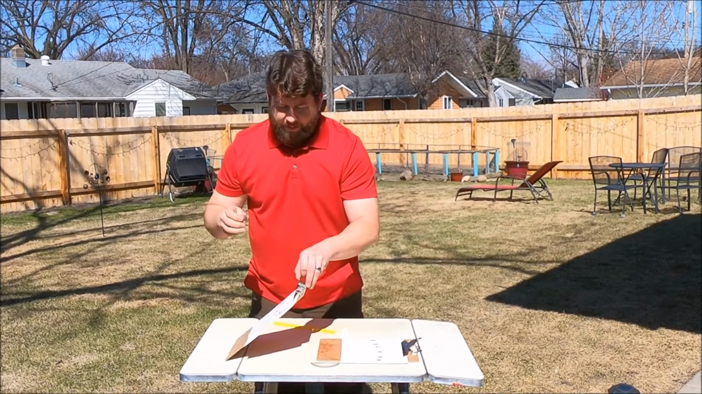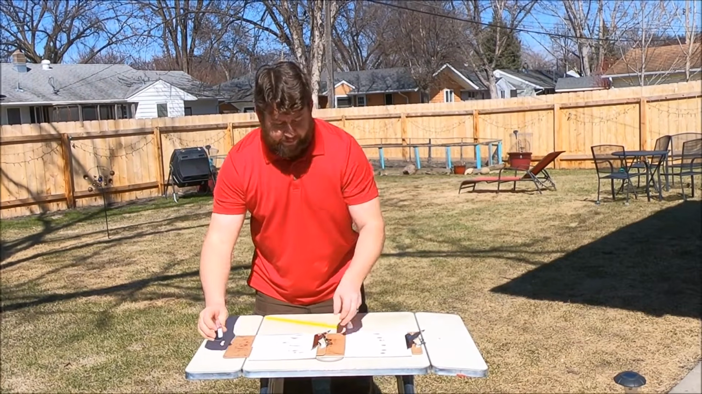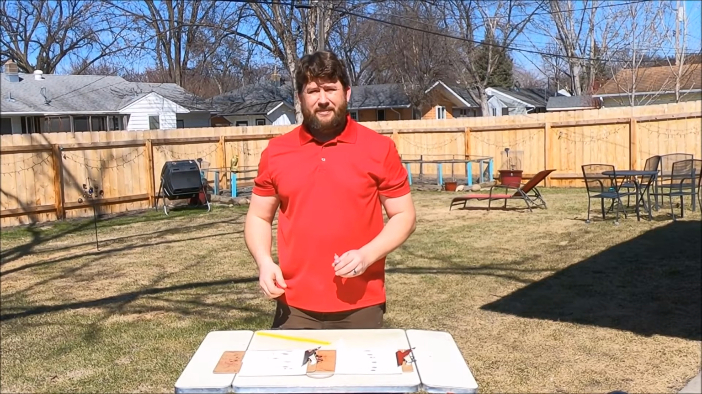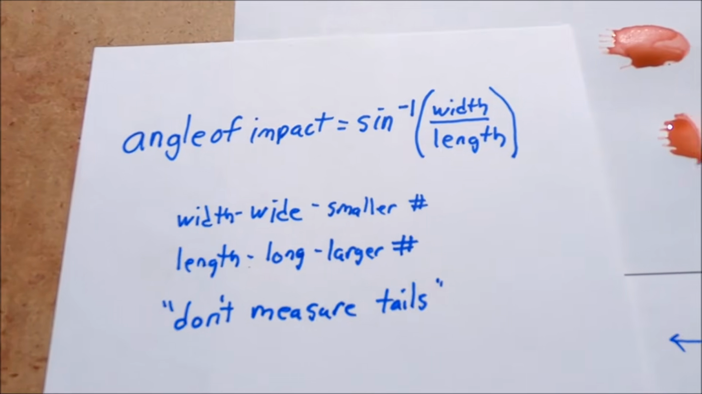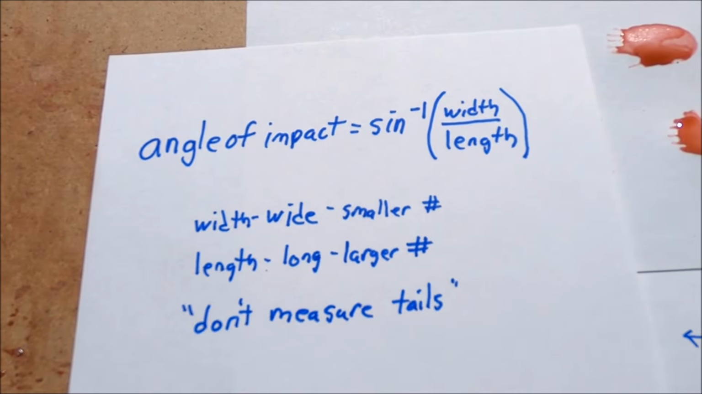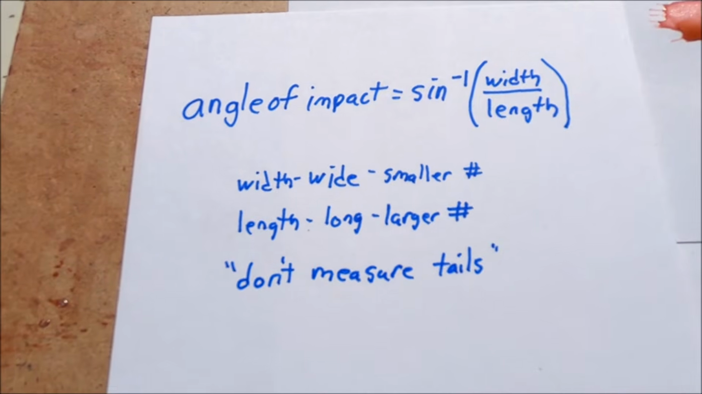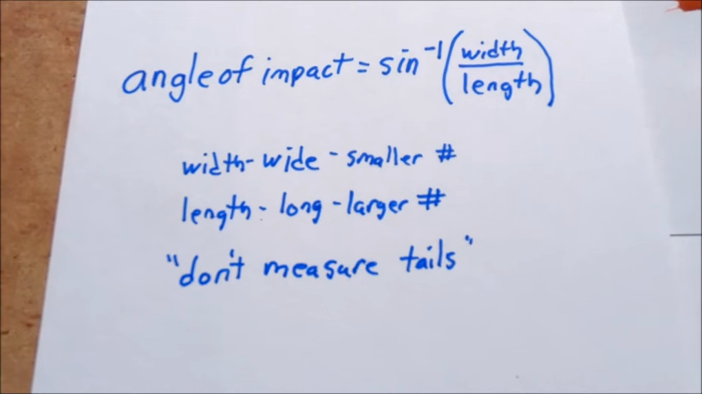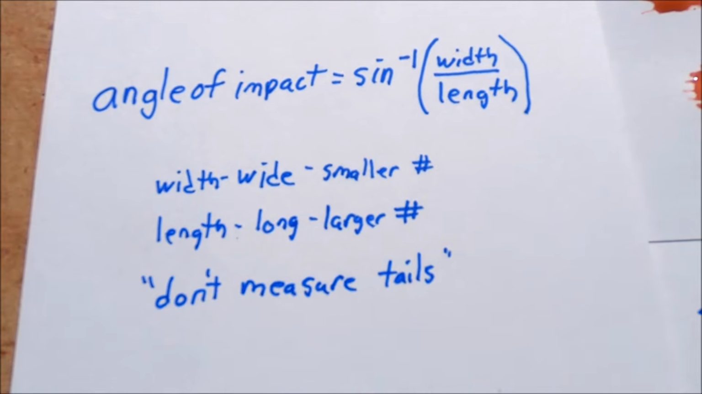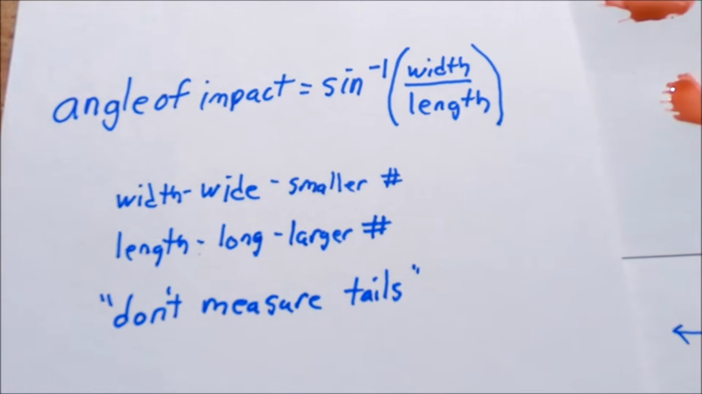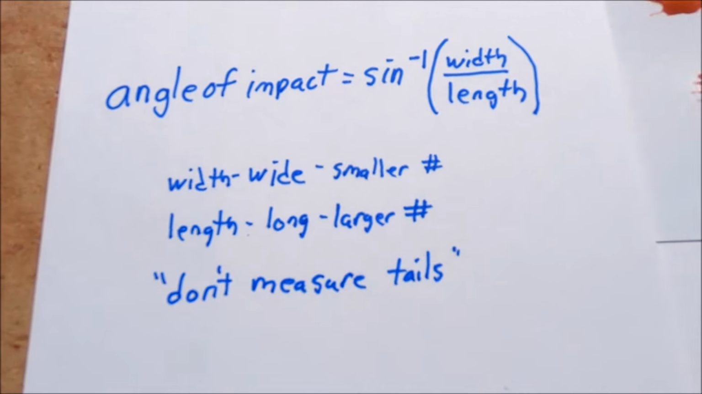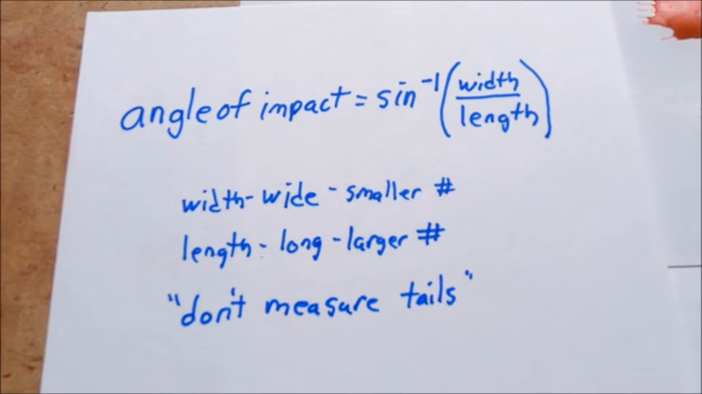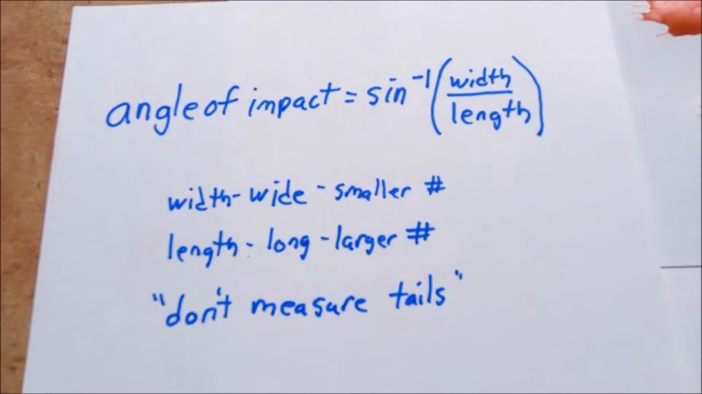And now that we've looked at blood changing those angles, we're going to come in closer to examine what we're looking at when those angles are made. All right, so now that we've created those blood droplets, we have this equation that we can use. The angle of impact is equal to the inverse sine, or sine to the -1, of the width divided by the length. A couple of key things: width, remember, is always the smaller number. Length is always the longer or larger number. And we don't measure the tails. We'll see that in just a little bit.